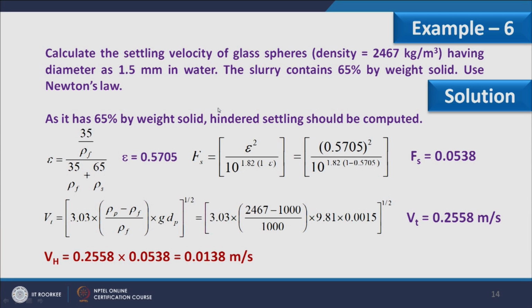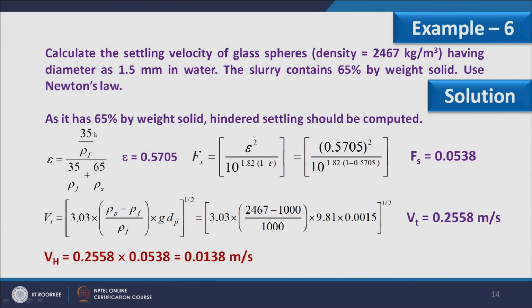And here we have another simple example. In this example, we have to calculate the settling velocity of a glass sphere having density 2467 kg per meter cube and diameter 1.5 mm, and this is falling in water. The slurry contains 65% by weight of solid, and we have to use Newton's law. So, the region is already given to us, that it is falling in the turbulent region, and we have to use Newton's law. As 65% weight of solid is available, obviously we will calculate the hindered settling instead of terminal settling.